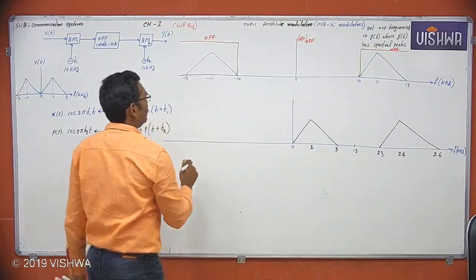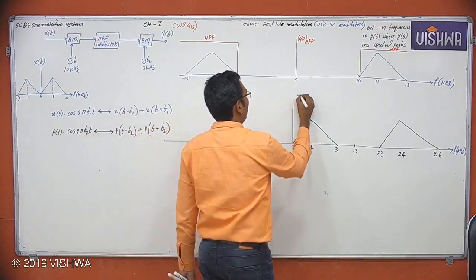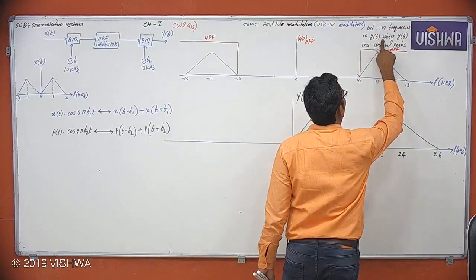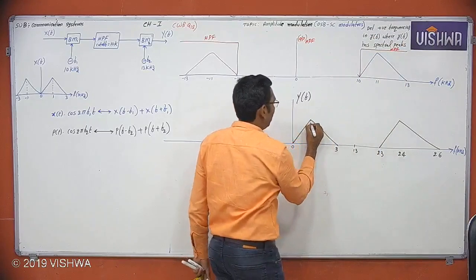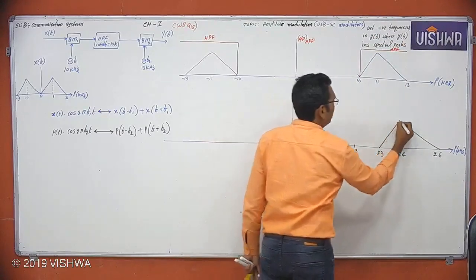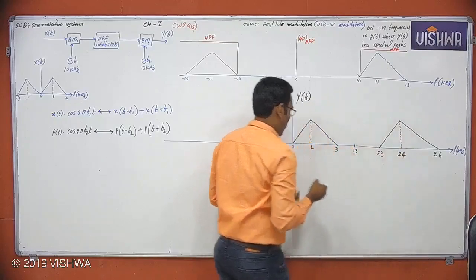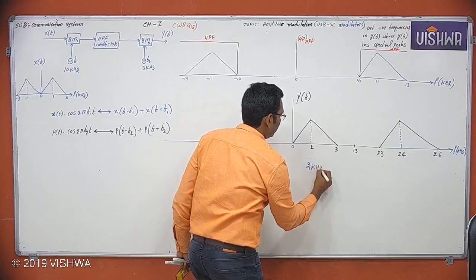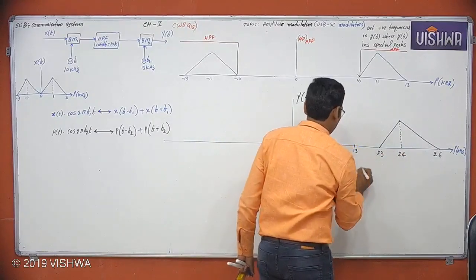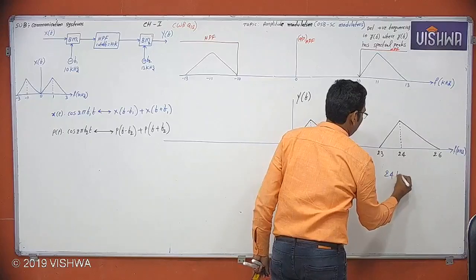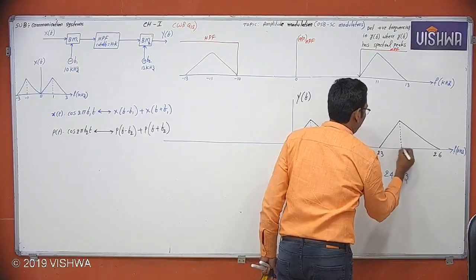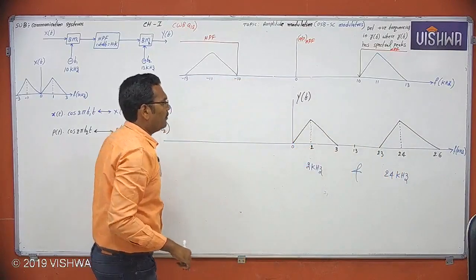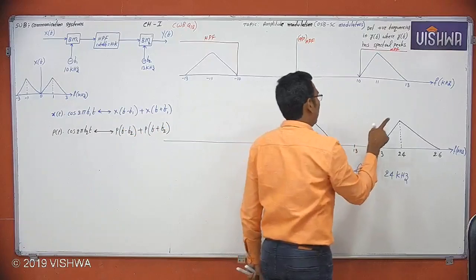Now similarly left side, but left side is not required. This is Y of f finally. What is the question? Determine positive frequencies in Y of f, where Y of f has a spectral peak. Now there the positive frequencies is 2 kilohertz and 24 kilohertz. This is the positive frequency in Y of f, where Y of f has spectral peak.